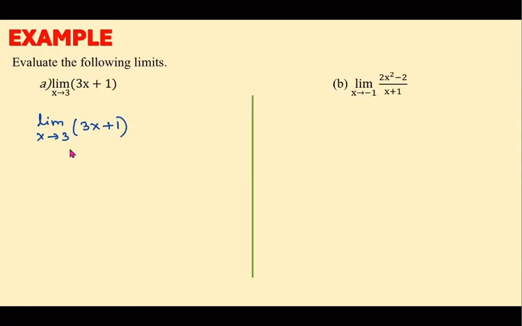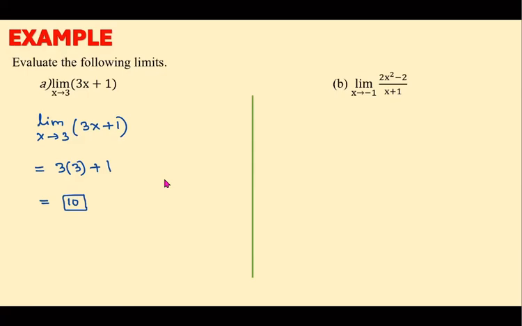Please note, whenever you are calculating the limit of a polynomial function, you can find the limit using direct substitution. This is a linear function, a polynomial function, so we can perform direct substitution. So this limit will be equal to 3 times 3 plus 1, which is equal to 10.